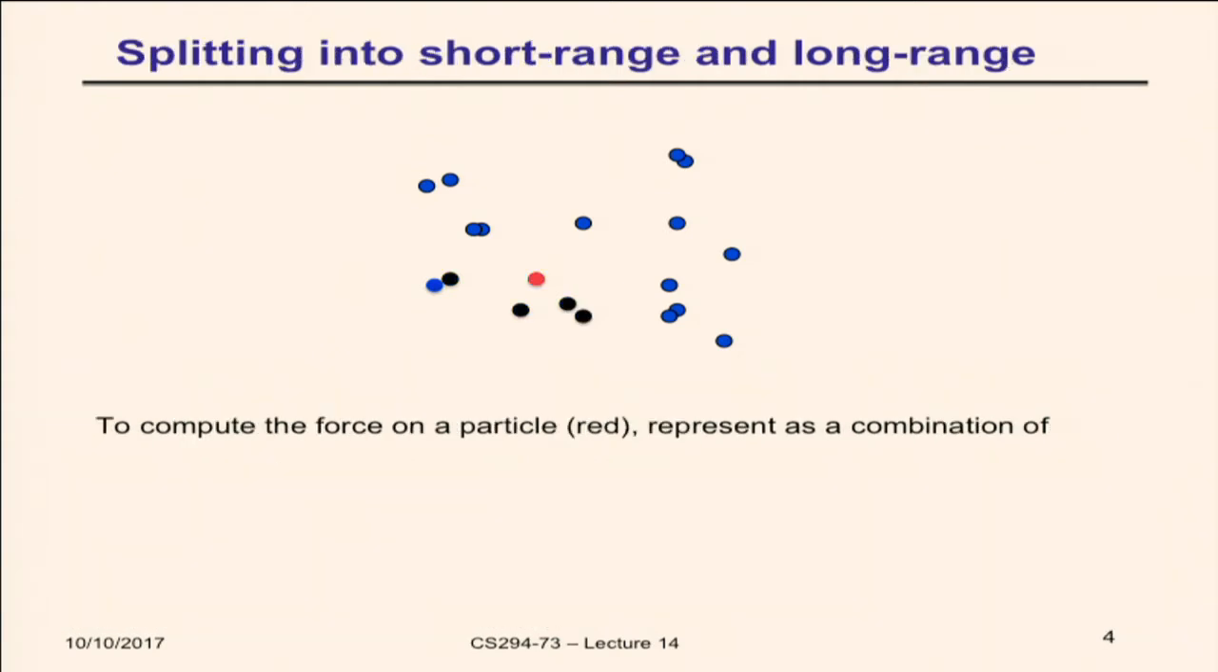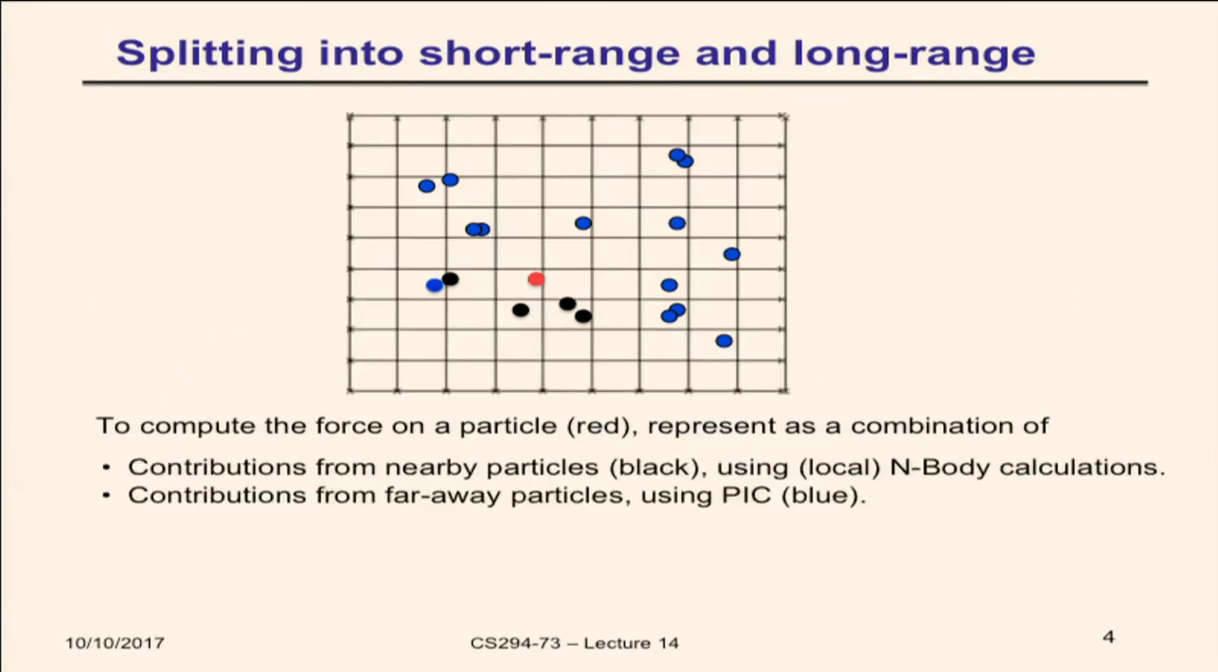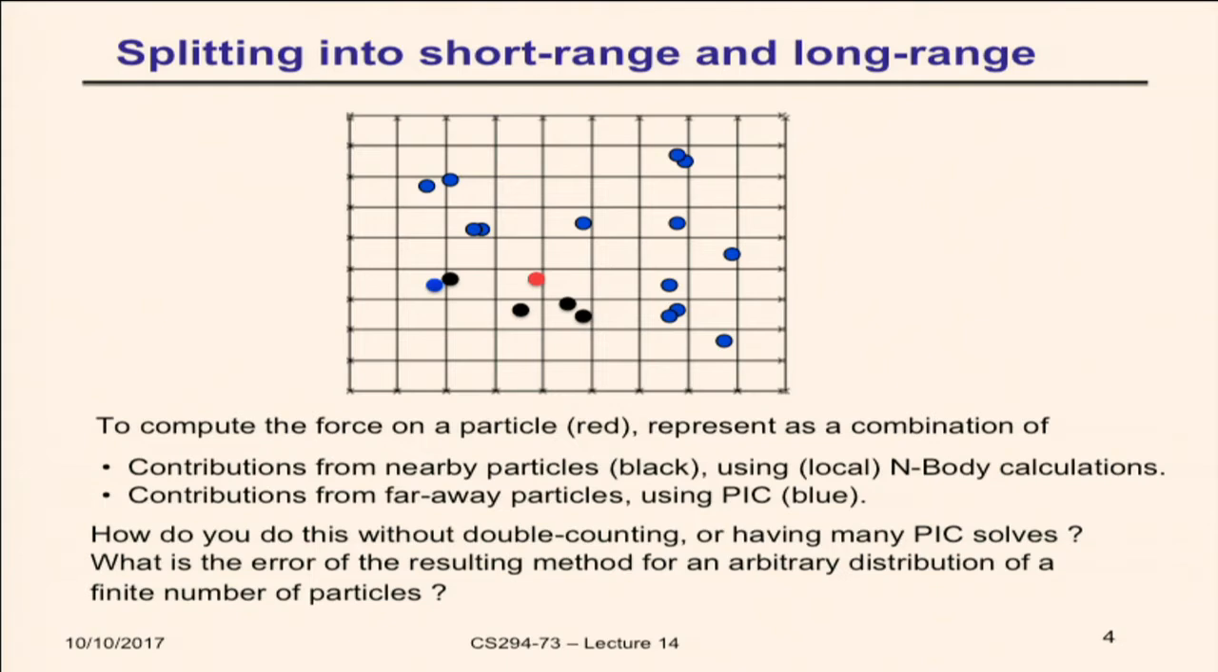So here's what you do. You split things into short range and long range. To compute a force on a particle, the red particle, say, you represent it as a combination of contributions from forces on the black particles, which are nearby, using local n-body calculations, and forces from faraway particles using PDE solves, and those are the blue particles. So how do you do this without double counting or having many PDE solves? Another question is, does this have a sensible way of thinking about the error?